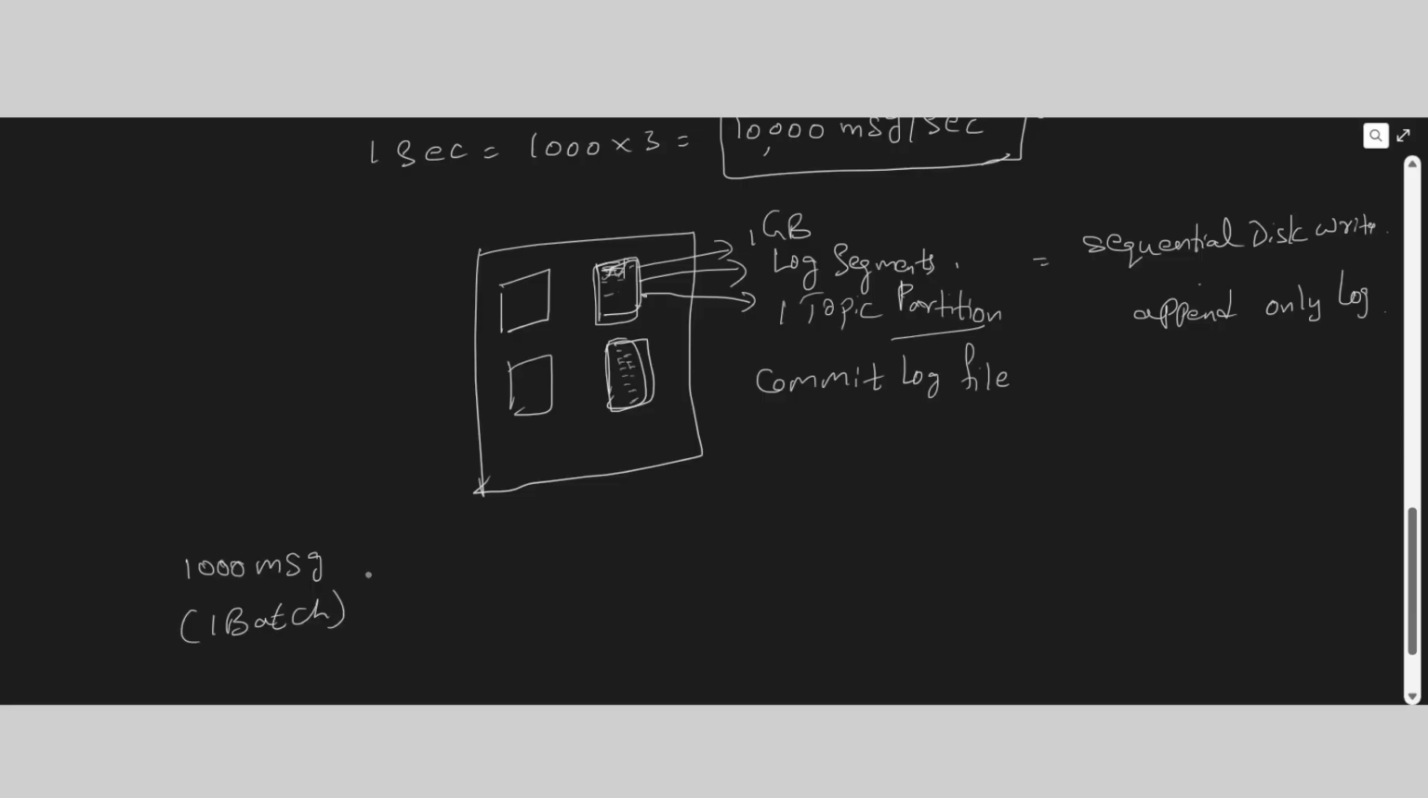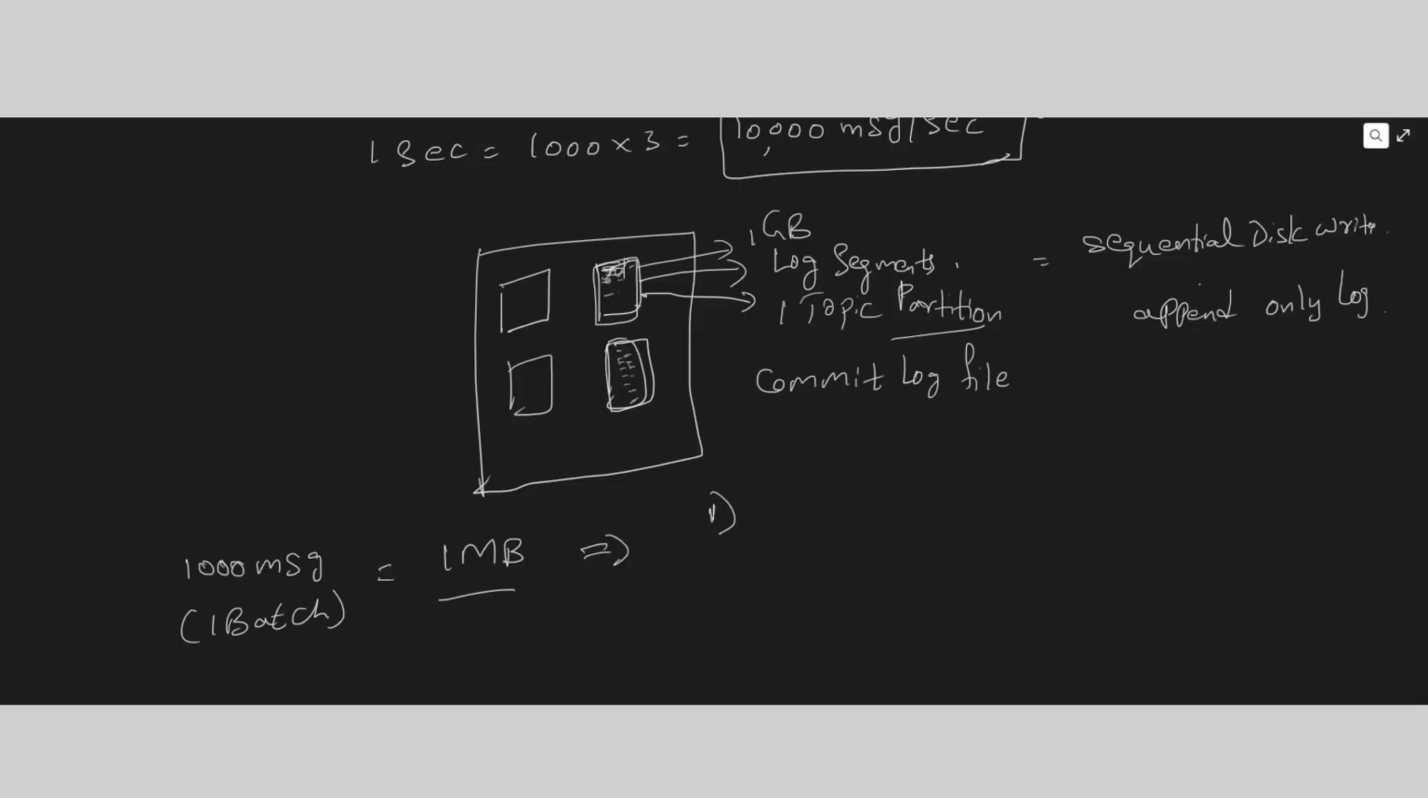If one message is 1 KB, 1000 messages mean 1 MB. That is also not a problem. You can transfer 1 MB of data easily to the disk. So now, how much time does it take? As we discussed, there are three parts. One is disk seek.